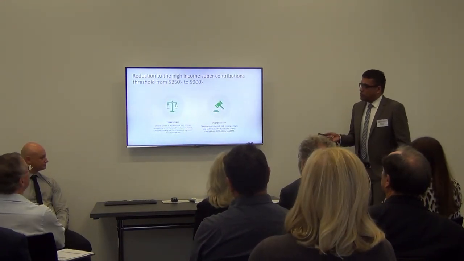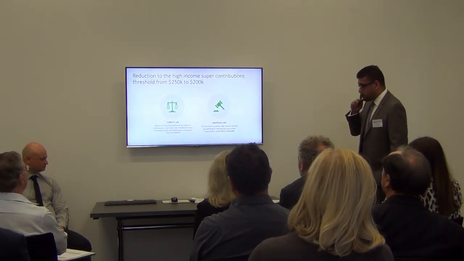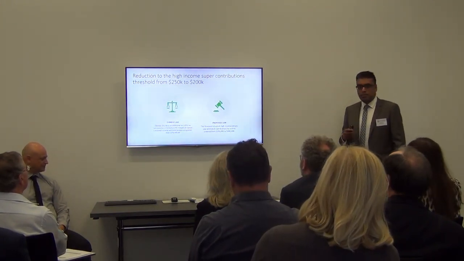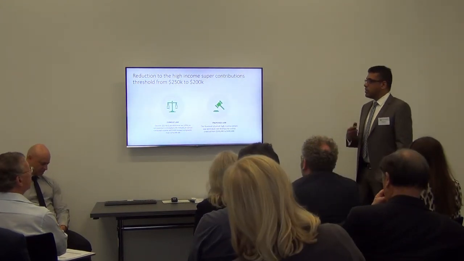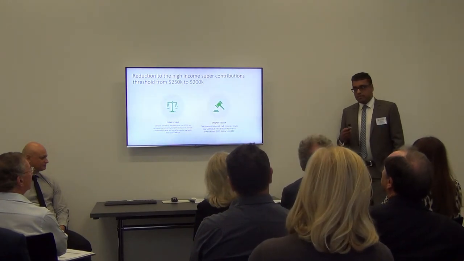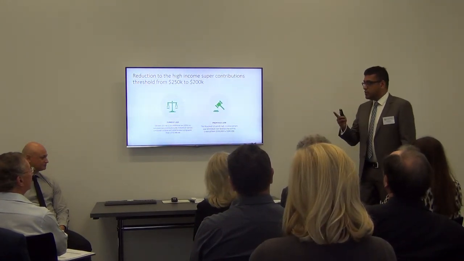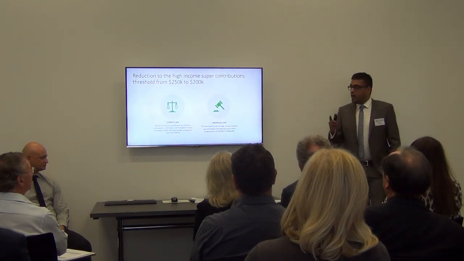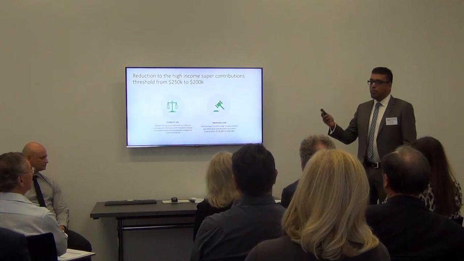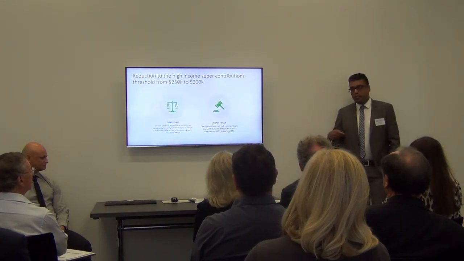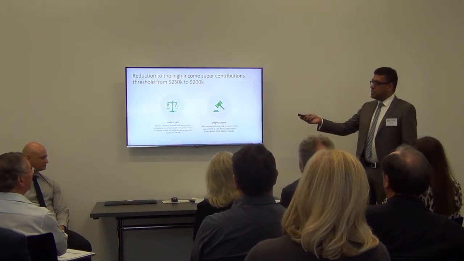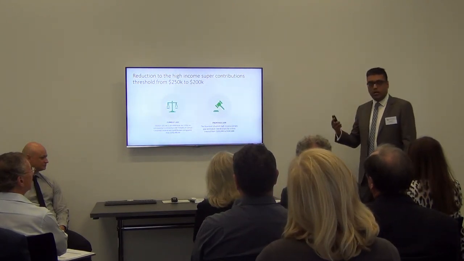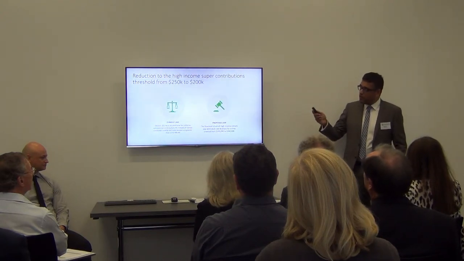Reduction of the high income superannuation contributions threshold from 250,000 to 200,000. This particular law is called Division 293 tax, and how it works is, if you are earning at your personal level as an individual 250,000, then what happens at the moment is, for example, if you make contributions, generally a super fund taxes at 15%, but because you are earning more than 250,000, they charge you an additional tax of 15%. So for example, a normal person makes a contribution of 10,000 in the super fund and ends up paying $1,500. But because this particular person is earning more than 250,000, he ends up paying another 15%, which is 1,500. So in total, he ends up paying $3,000. That person ends up paying 30% tax instead of 15% tax.